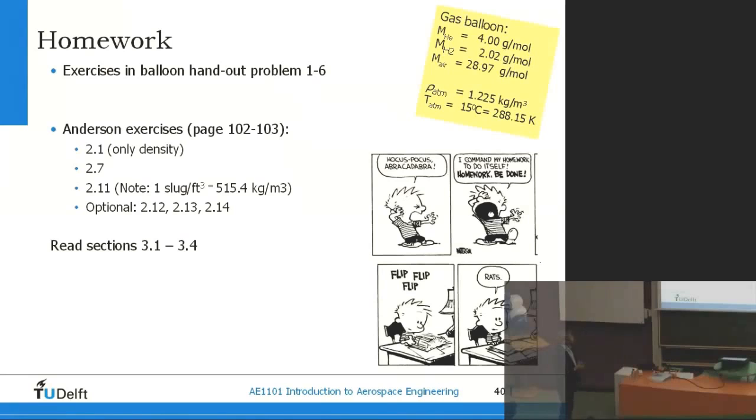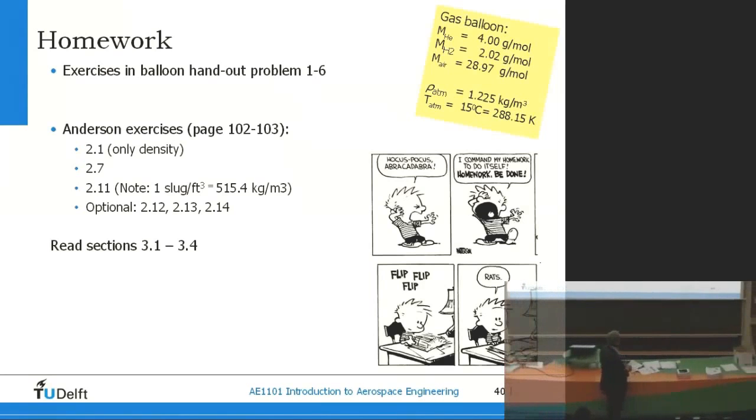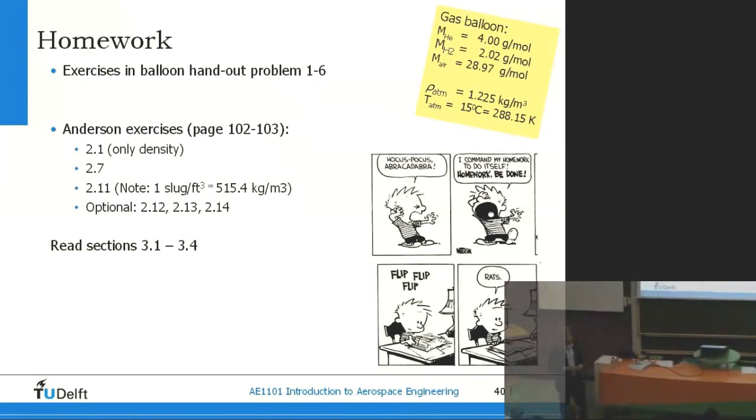Note that in 2.11, Mr. Anderson is very fond of using imperial units. So he uses very exotic units sometimes, for instance, the slug per feet to the third. The actual value of that, if you translate it to SI units, is 515.4. That's something you also can find on the internet if you want.